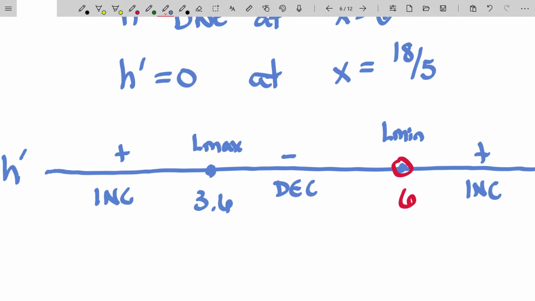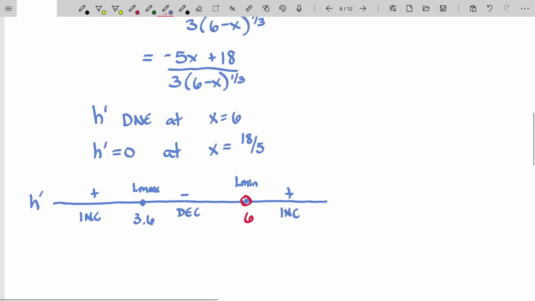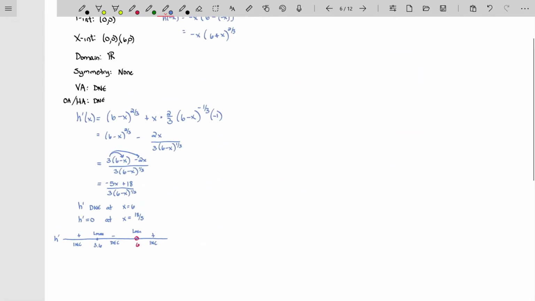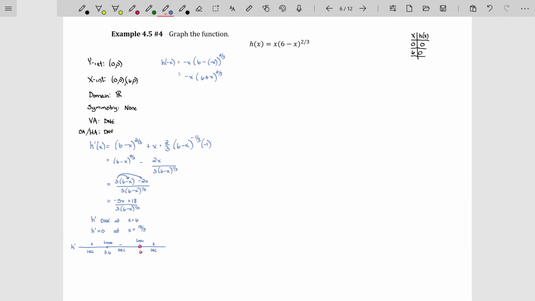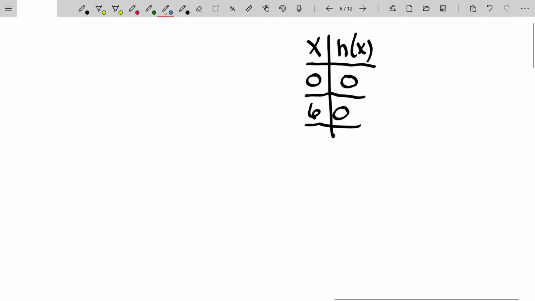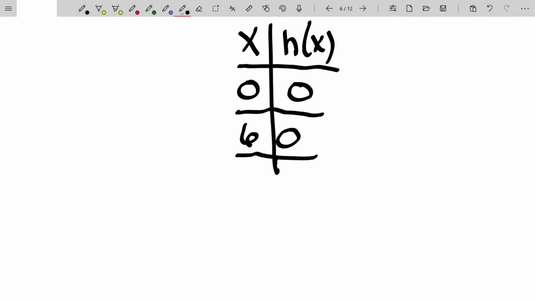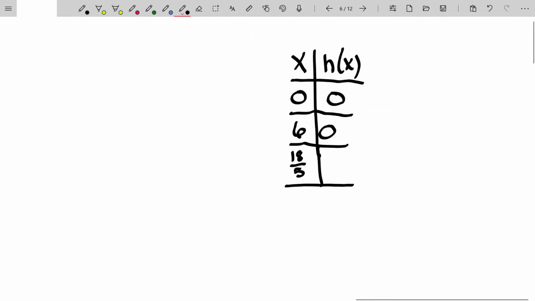I will add those two x values to my table if they're not already there. If you look at the table, 6 is already there, but 3.6 is not. 3.6 actually was 18/5, so I'm going to go ahead and write that in here, 18 over 5. By the way, if I fixed the other video, then there you go, I fixed it, without you ever knowing until now.